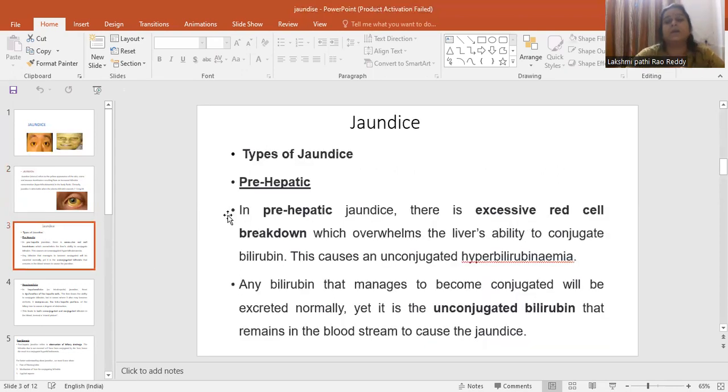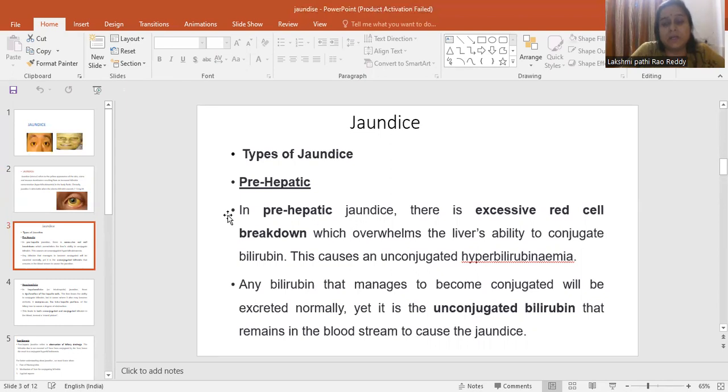Now, jaundice or icterus means yellowish discoloration of the skin. Now we'll see what are the types of jaundice. Prehepatic jaundice. In this condition, what happens? There is excessive red cell breakdown, which the liver is not able to conjugate, meaning here there is excess production of bilirubin.